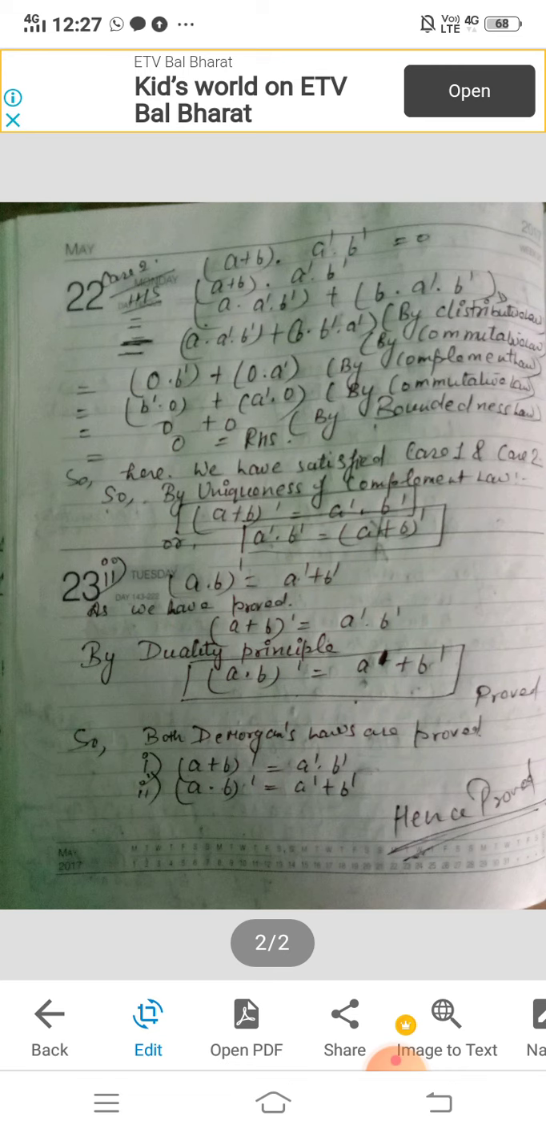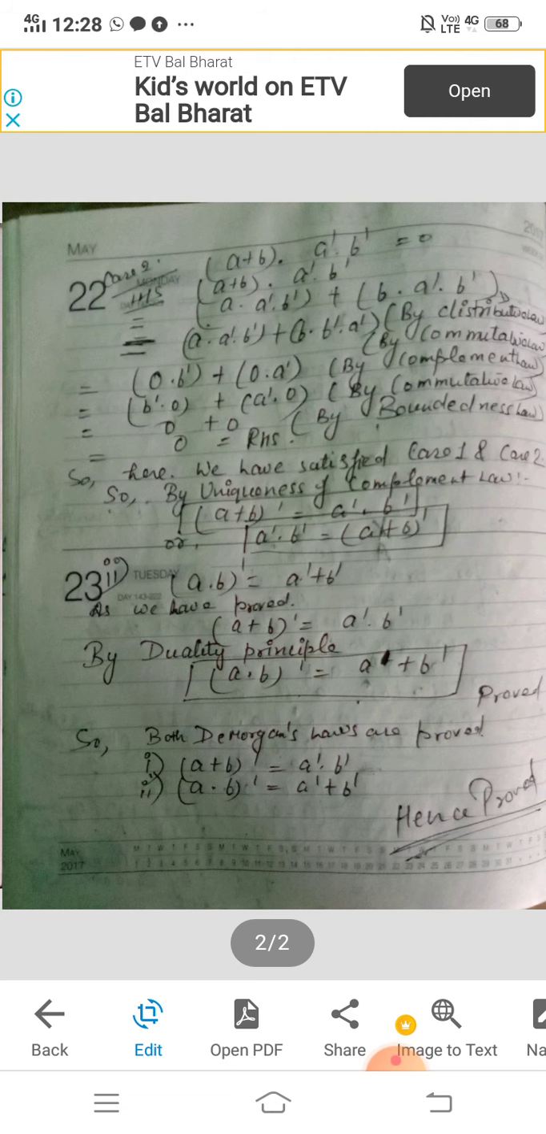Again we can use commutative law, and in B dash dot 0 and A dash dot 0 there will again be a law, the second law of boundedness, which is A dot 0 is equal to 0. So we will put 0 in the next step, and 0 plus 0 is equal to 0. So we have proved LHS is equal to RHS. So finally we have satisfied case 1 and case 2. So by uniqueness of complement law, x is equal to A dash.